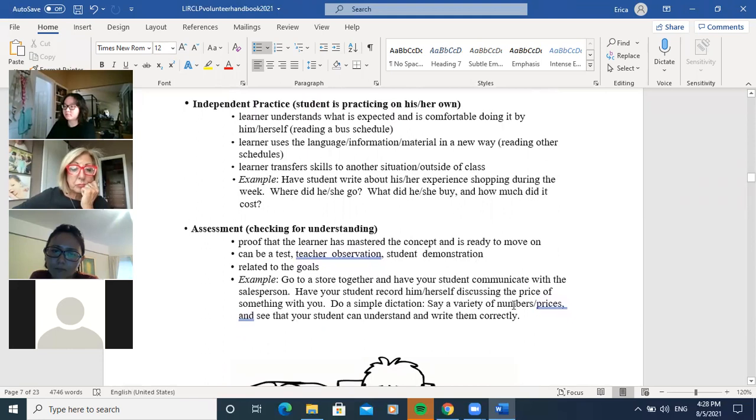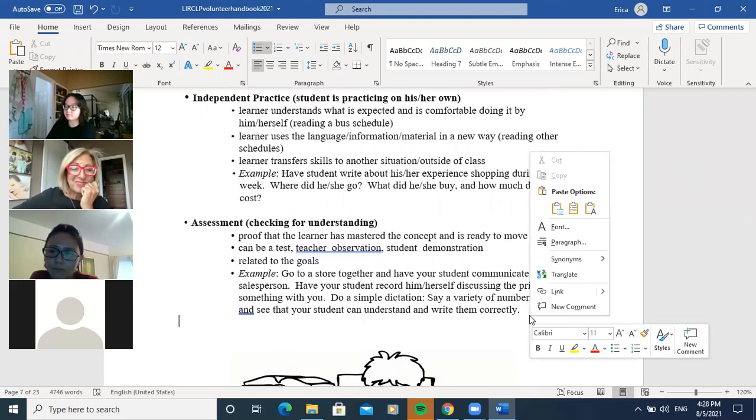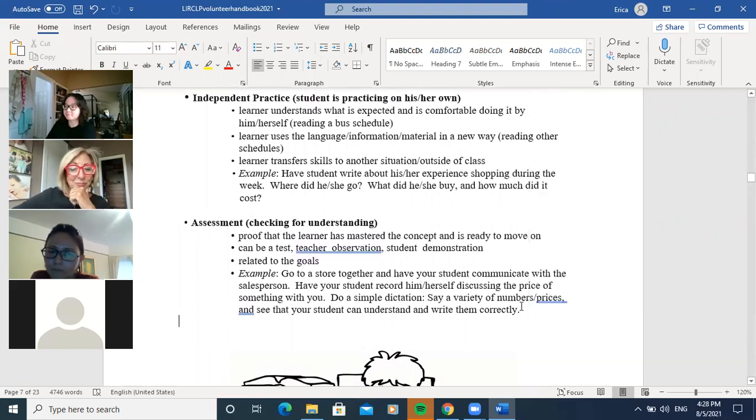And then assessment is huge. I think a lot of people think it's just a big test. But really it's any way your student shows they understand. So if you ask, do you understand? Is that an assessment? No, asking do you understand does not count as an assessment. Of course they're going to say yes, and they're not showing you anything. So make them show you.